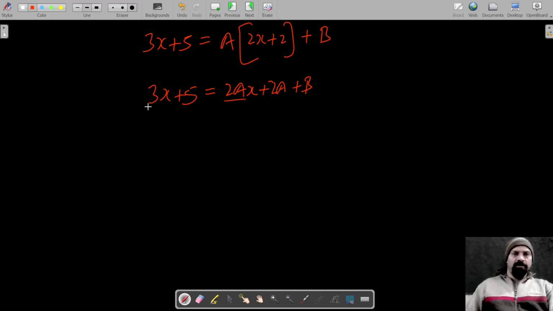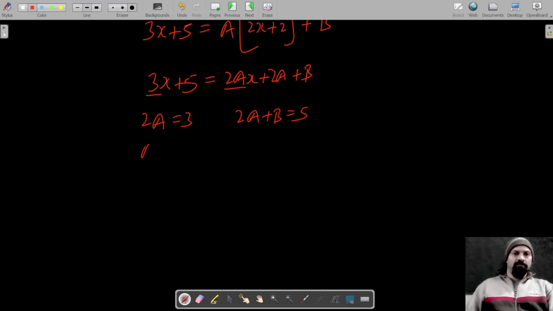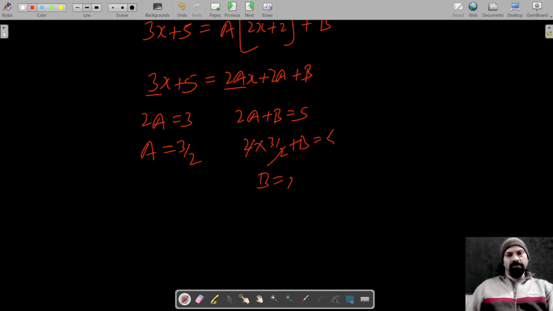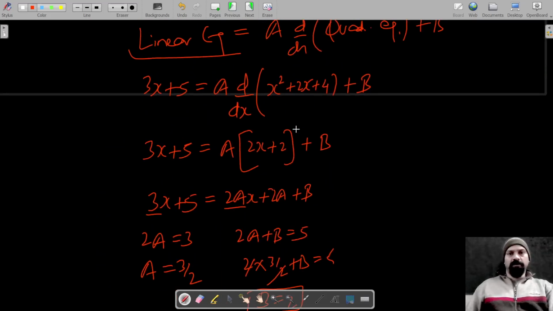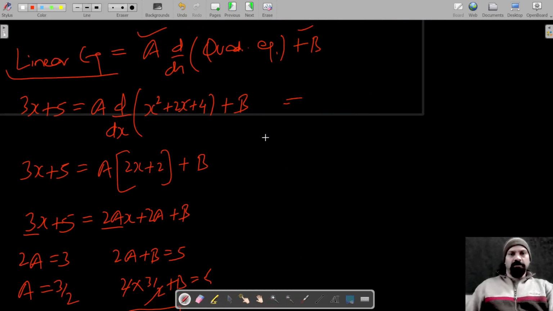Now if we compare this, 2a is equal to 3 and 2a plus b is equal to 5, which gives us a is equal to 3 by 2. And if we put a is equal to 3 by 2 here, it gives us the value of b, which is 2. So that means I can write 3x plus 5 as 3 by 2 into 2x plus 2, plus b, which is 2.